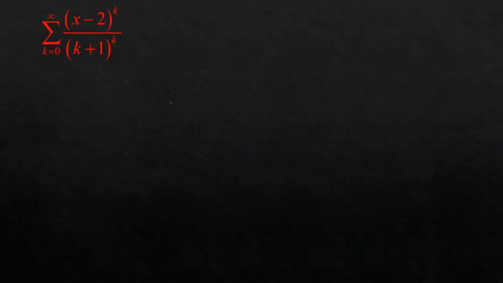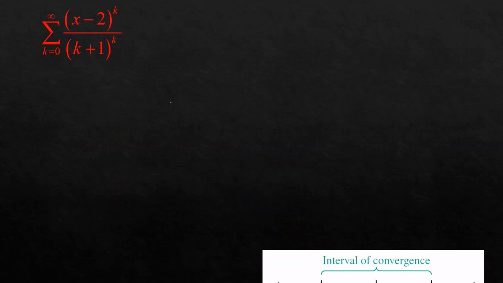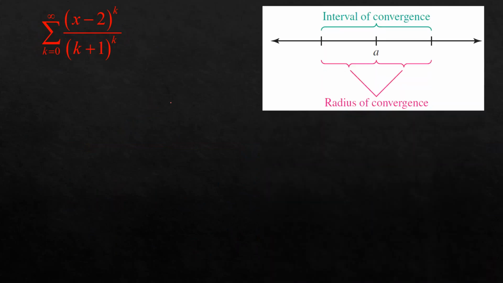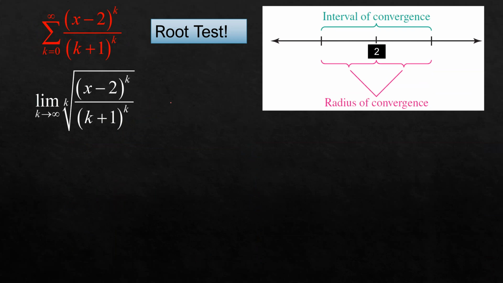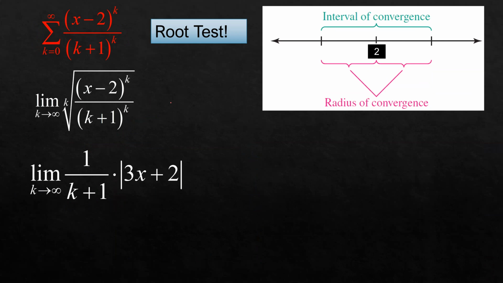All right, one more. Well, a is 2, and it looks like the root test would be good for this type of series. Take the kth root, undo the kth power. We have that, and I mean to say x minus 2, absolute value, right there.